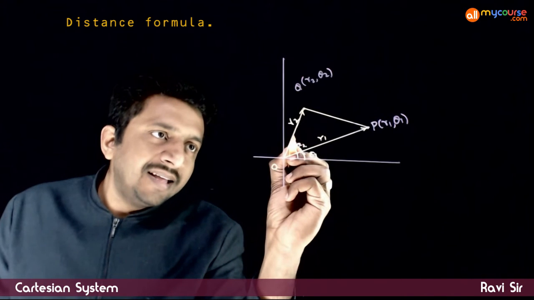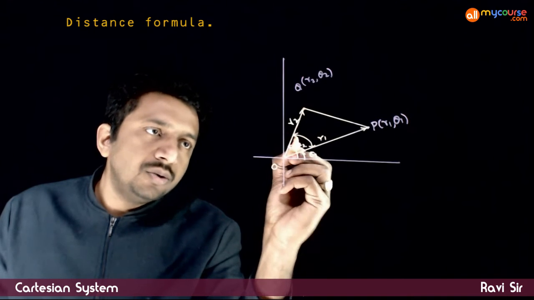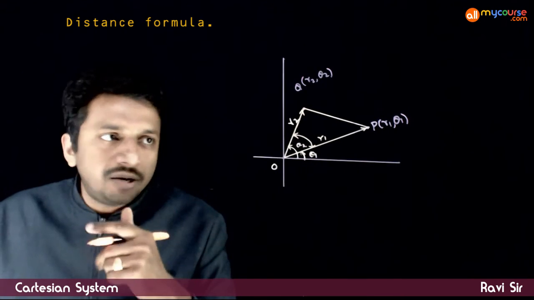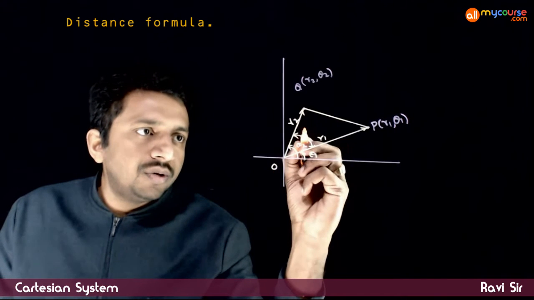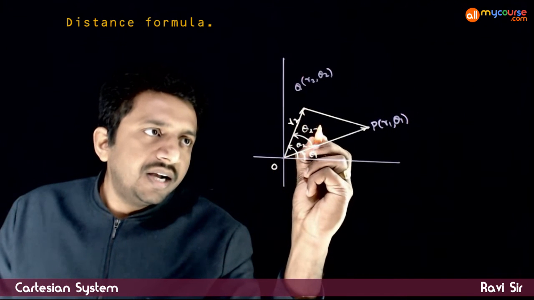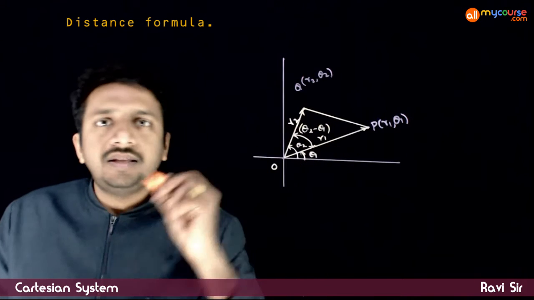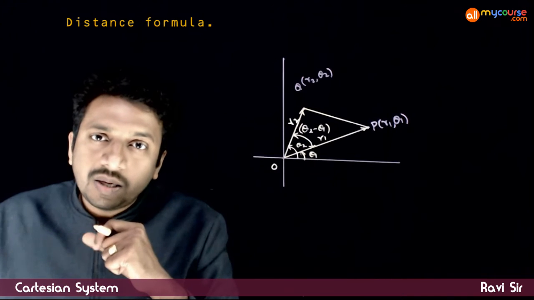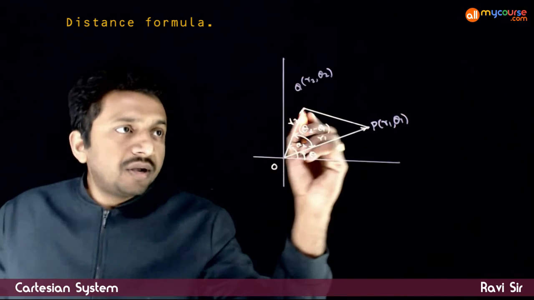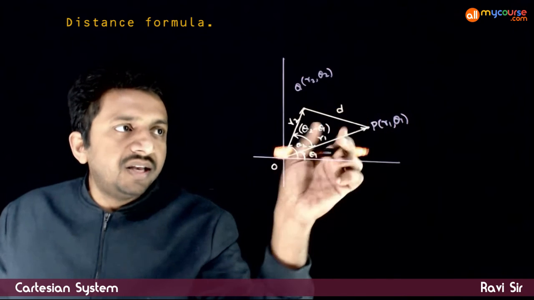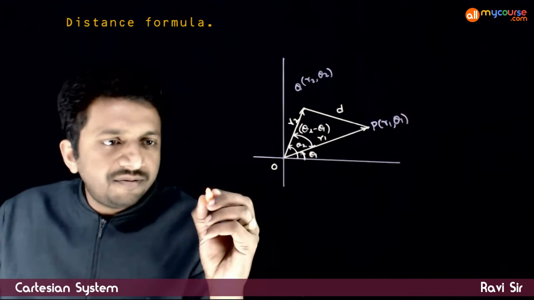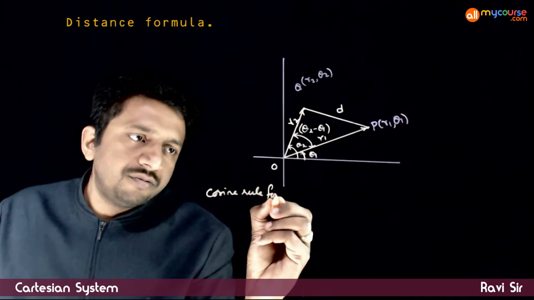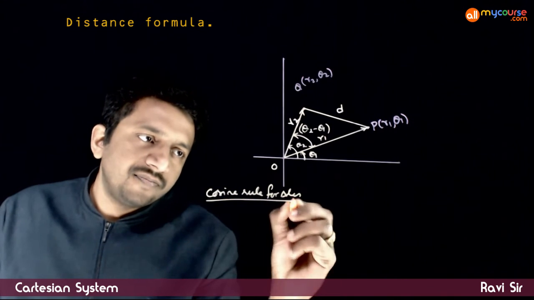Now what is the angle between these two rays? So this small angle is theta 1, this complete angle is theta 2. So the angle between these two rays is obviously theta 2 minus theta 1. Now you're asked to find the distance between P and Q. So this can be found out using the cosine rule for triangles.